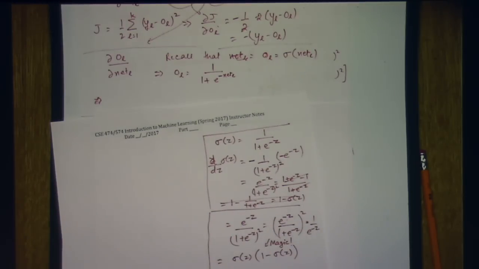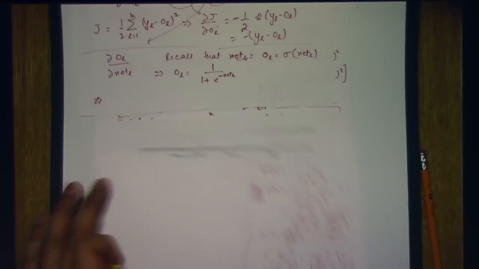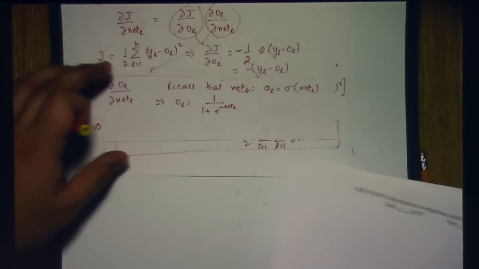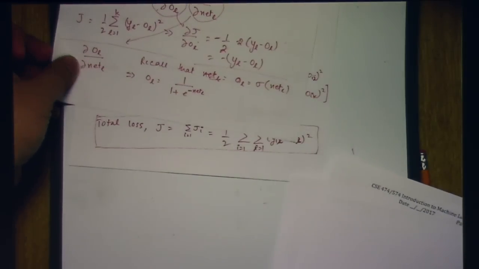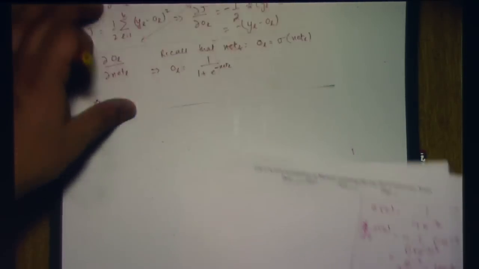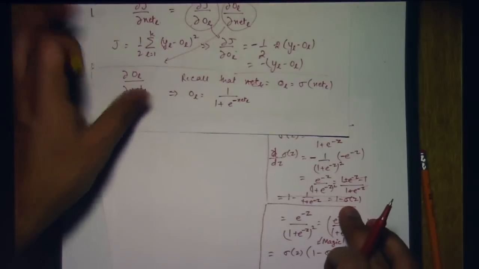But this is the result that I'm going to use: if you want to compute the derivative of the sigmoid, it is nothing but the sigmoid times 1 minus sigmoid. And that's the beauty of the sigmoid function. That makes things a little easier to work with. All right, where was I? Recall that this is this right here. So let's move on to this part.